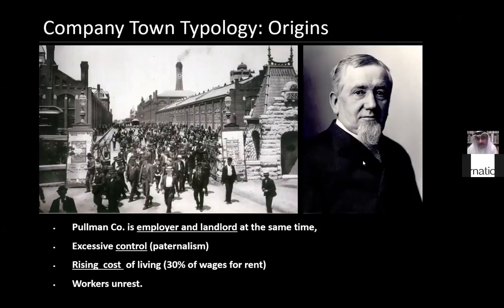Mr. Pullman, whose picture you see here, was a very patriarchal person. He even controlled what kind of plays would be played in the theater house in the town. But more importantly, the cost of living was much higher than the market at that time, just because of the excessive control of the landlord. It was about 30% of the wages of the employees. Eventually, people left Pullman because it was impossible to live there economically. It was not feasible, and this led, of course, to a lot of workers' unrest, and eventually the city was shut down.